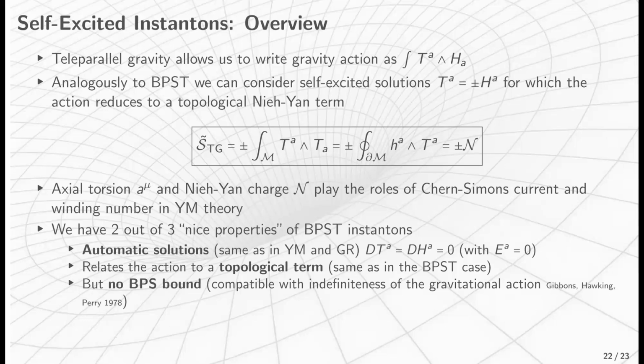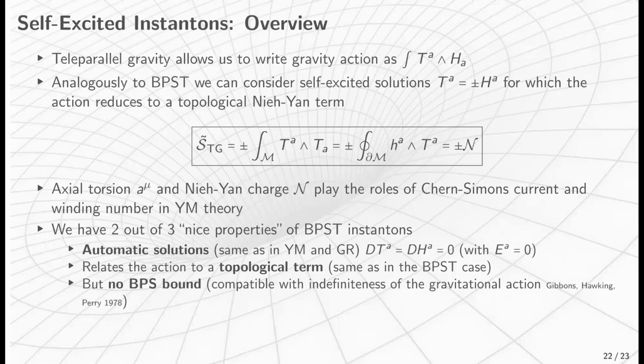So if you evaluate it for some solution, you can get some topological number. That means that this axial torsion and the Nieh-Yan charge will play basically a very close analog of the Chern-Simons current and the winding number in Yang-Mills theory. I told you that Yang-Mills theory has 3 nice properties: you have automatic solutions, your solutions are topological, and they are the global minima. It turns out that if you follow Eguchi-Hanson, you have only one property.